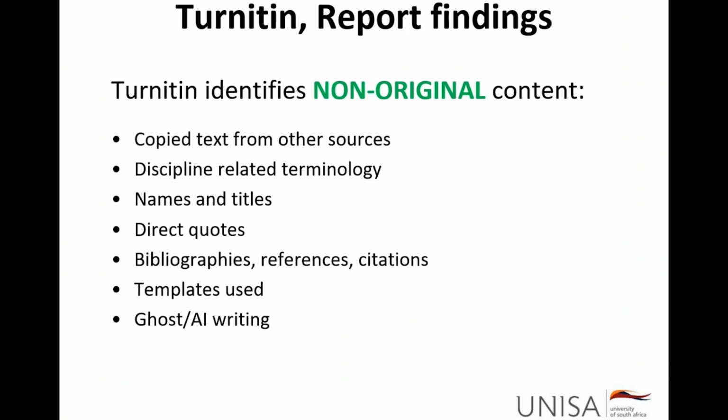So obviously, if there is copied text from other sources, that would be highlighted. If there is ghostwritten content, whether human or otherwise, it would be identified. Discipline-related terminology, names and titles, direct quotes would be highlighted. Okay, so because it highlights everything that is not original, but it's not necessarily plagiarism.